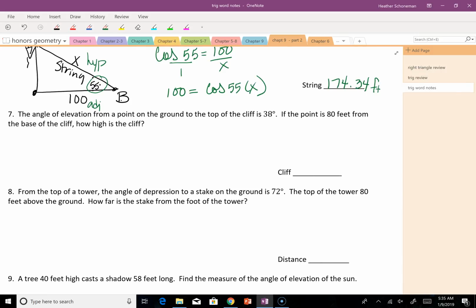Okay, the angle of elevation from a point on the ground to the top of the cliff is 38 degrees. So I'm going to draw my cliff.